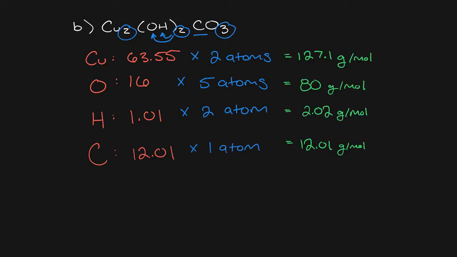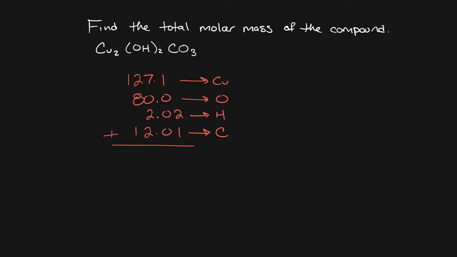Next, we multiply these out to get the molar masses of each element. Copper is 127.1, oxygen is 80, hydrogen is 2.02, and carbon is 12.01. Now we add up the molar masses we calculated in the previous step to equal 221.13 grams per mole.